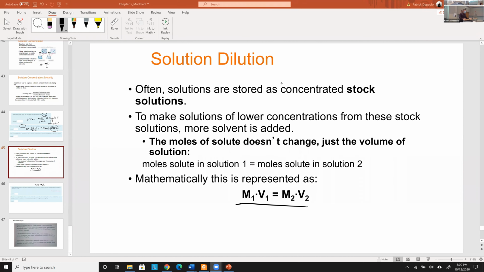So that is how they're inversely proportional, meaning the concentration and the volume. The stock solution has a high concentration and a low volume, whereas the final solution has a low concentration but a high volume. So that's why we do these dilutions.